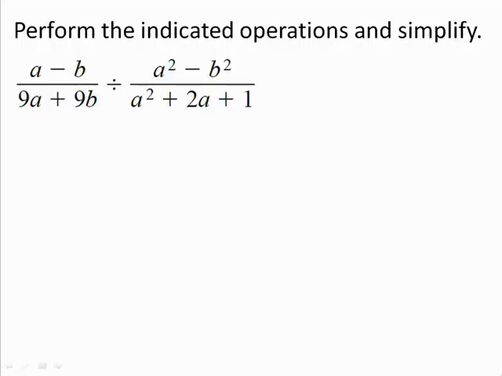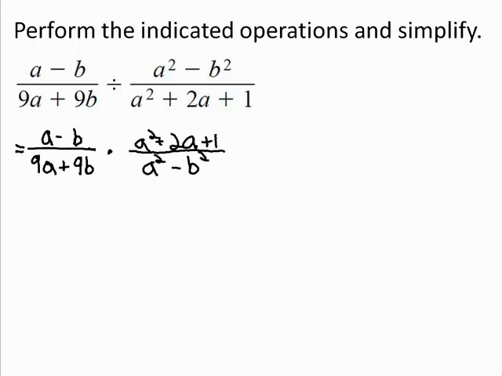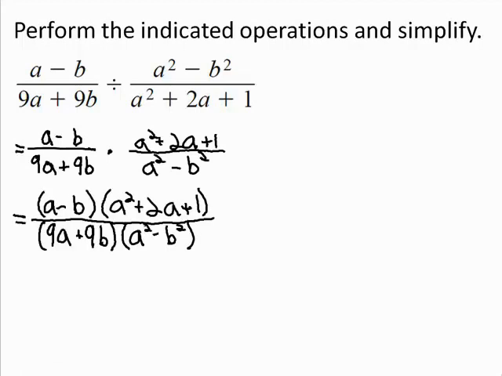Perform the indicated operations and simplify. a minus b divided by 9a plus 9b, divided by a squared minus b squared divided by a squared plus 2a plus 1. When dividing by a fraction, invert the divisor and multiply. Multiply the numerators and denominators. Factor a squared plus 2a plus 1 into the quantity a plus 1 times the quantity a plus 1.